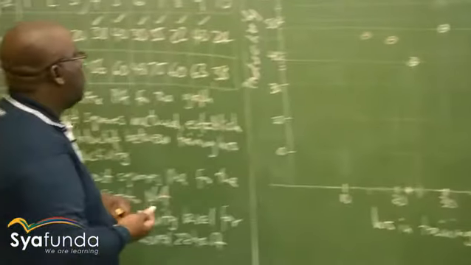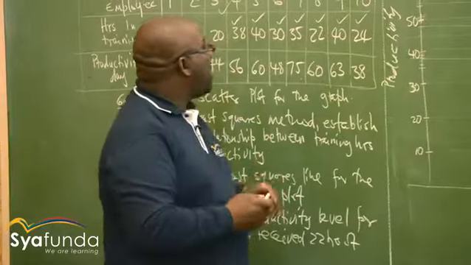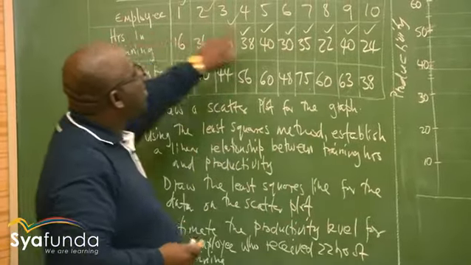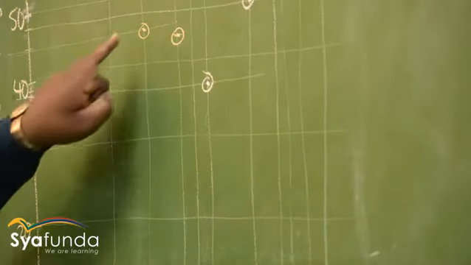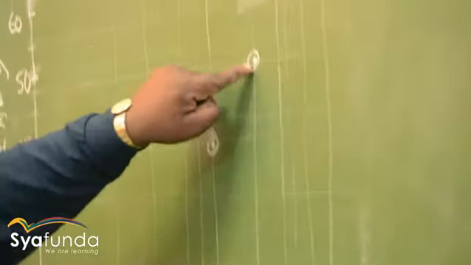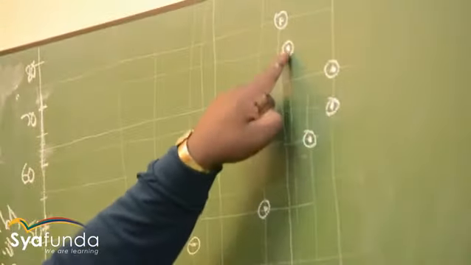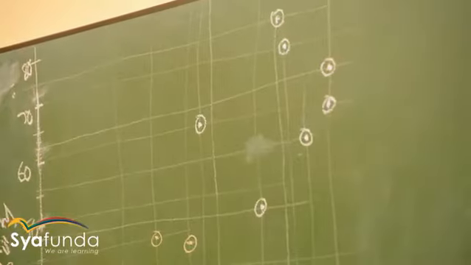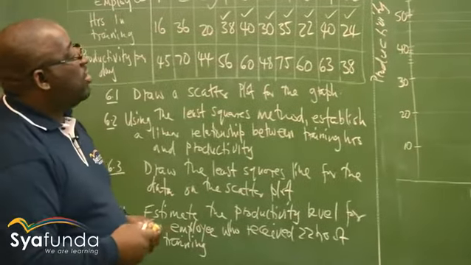Anything left? Oh, we've covered all of them. Let's check them. How many employees? We've got 10 of them. Let's check the number of points. 1, 2, 3, 4, 5, 6, 7, 8, 9, 10. We've captured all our employees there. There are 10. Make sure that you always check them.